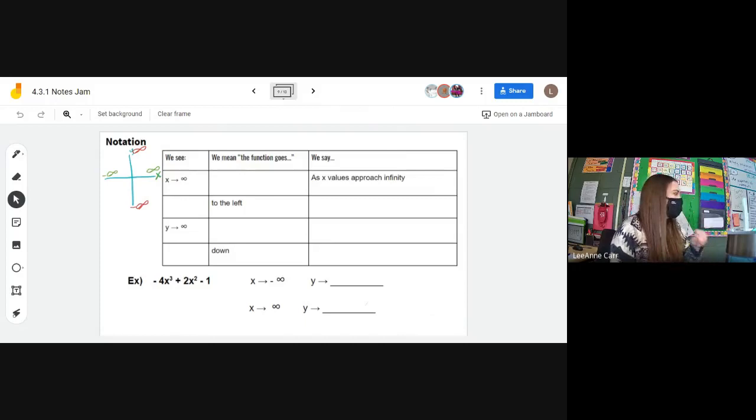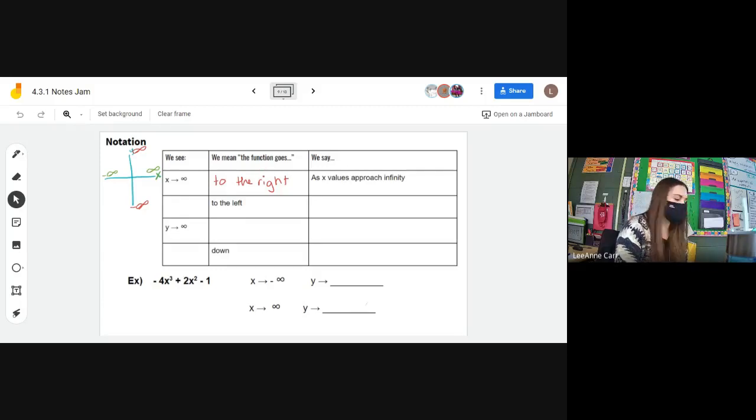This is where our notation comes from. Over here, we have this x with an arrow and then an infinity sign. The way we say this is as x approaches infinity. What that basically means is that on our x-axis, we are going to infinity. So that basically is telling us we're going to the right. All of that crazy notation just to say right.